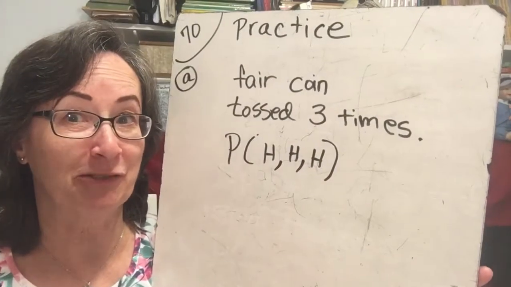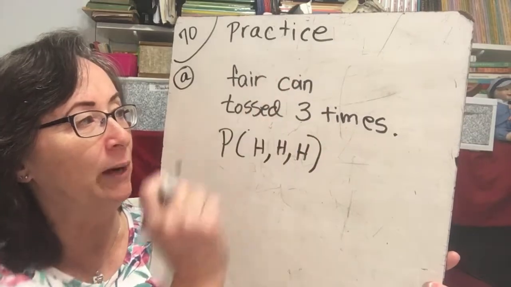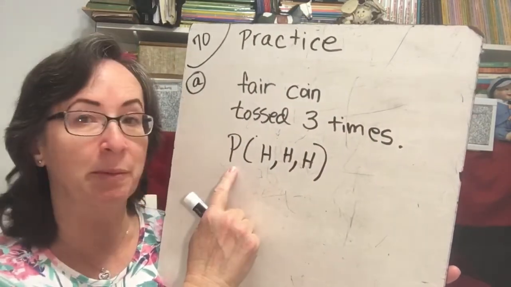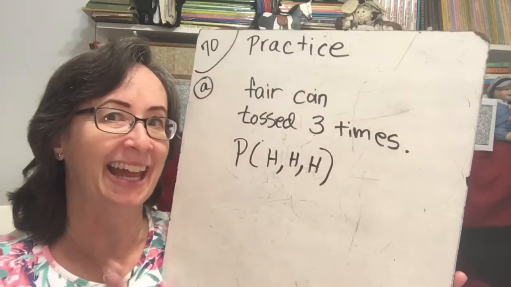And here is your first practice problem. Practice problem A. We have a fair coin and it is tossed 3 times. What is the probability that it's going to be a head and then a head and then a head? I get a head each time.